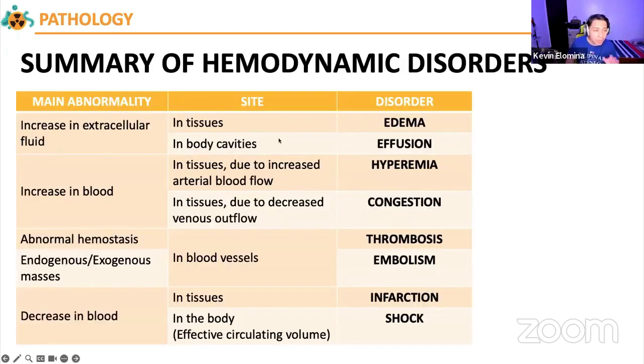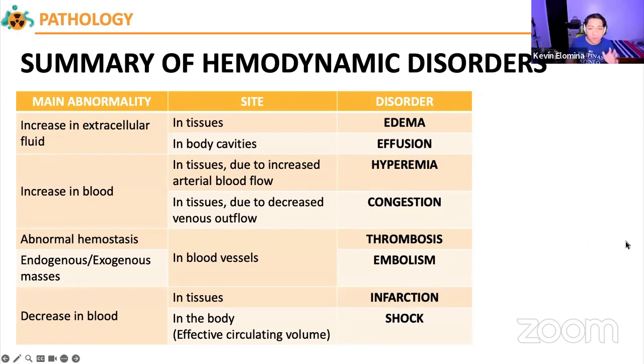Now, for your hemodynamic disorders, if you have increase in extracellular fluid in your tissues, that's what you call your edema. But if it happens in your body cavities, your peritoneum, pericardium, ano pa? Pleural cavities. Those are what you call your effusions. And remember that we have two types of effusions, your exudate and your transudate. If you have increase in blood volume in your tissues because of an active process and arteriolar dilation, such as in acutely inflamed tissues, that is what you call your hyperemia.